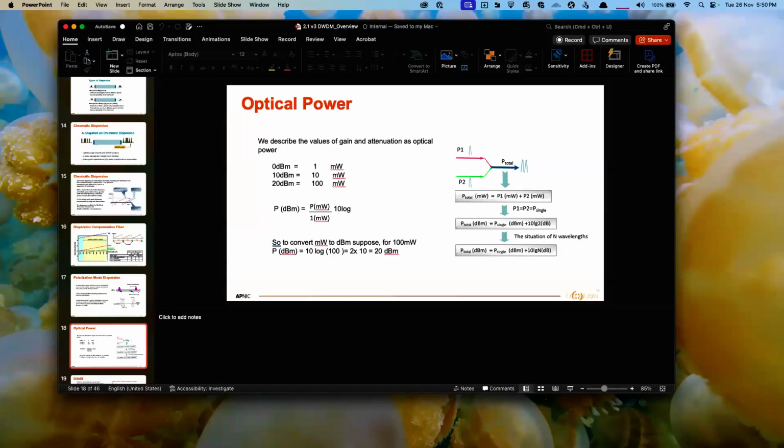What is the relation between gigahertz spacing and channel? So the channels are wavelengths we are talking about.